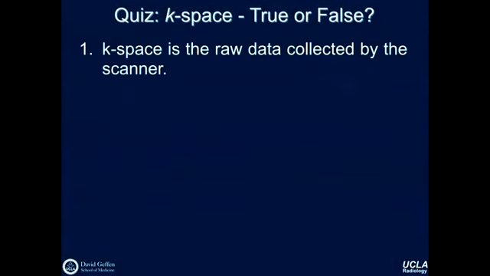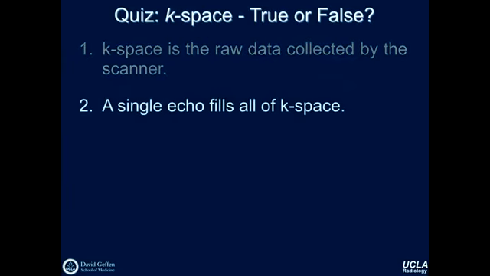Okay, a couple of true or falses. K-space is the raw data collected by the scanner, true or false? Yeah, I said it that way, and then I corrected myself. For you guys, there's this voltage signal first, and then we get to k-space. But when you work in MR as a scientist, we generally call k-space the raw data. A single echo fills all of k-space?